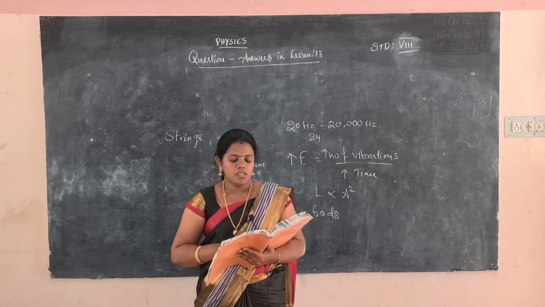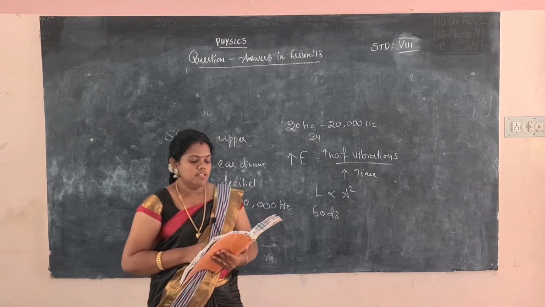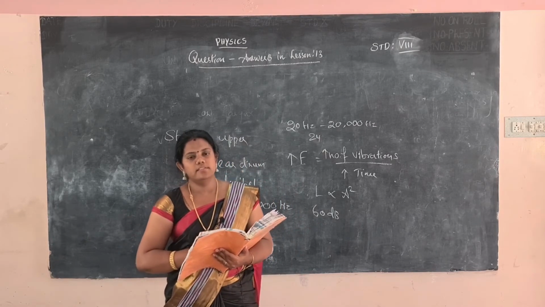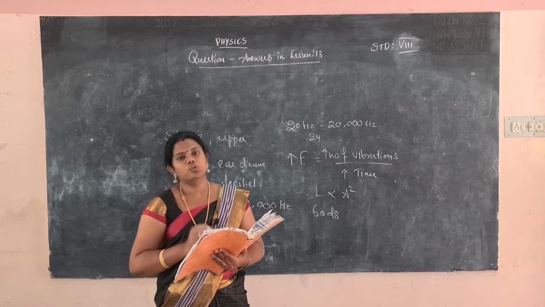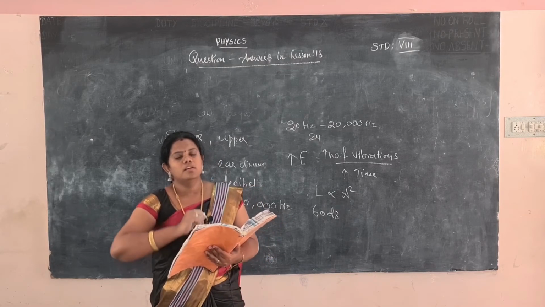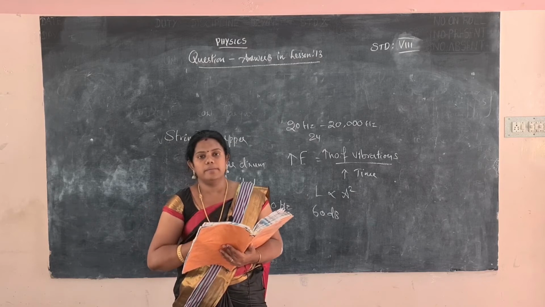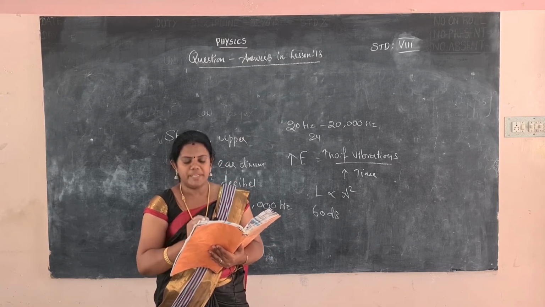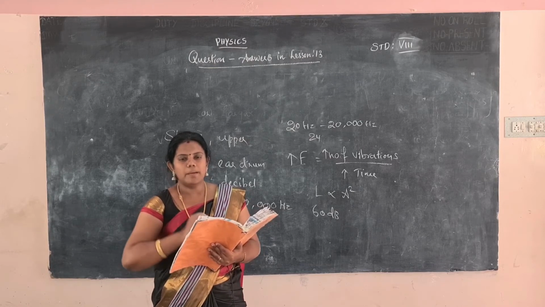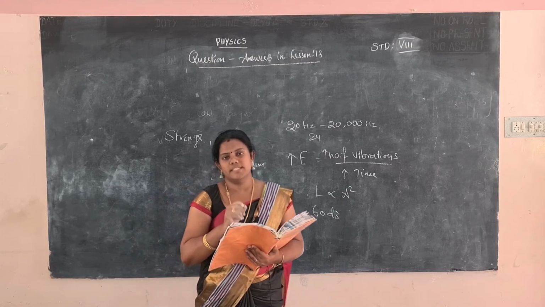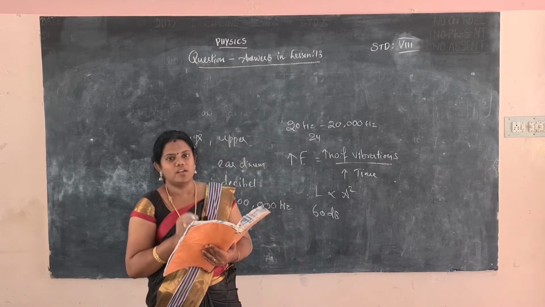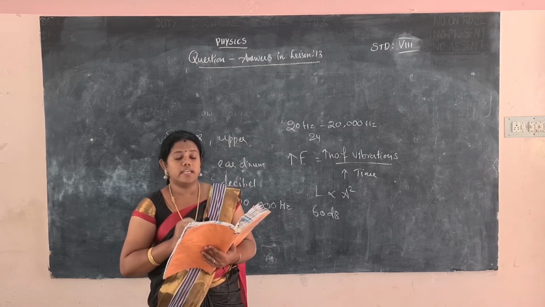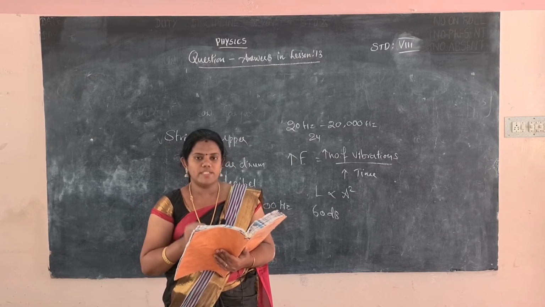Okay. Then explain the answers to the following questions. Define the following and give SI units. Time period: time taken to complete one vibration is called the time period. Frequency: the number of vibrations produced in 1 second is called frequency. The unit of time period is second. The unit of frequency is hertz.